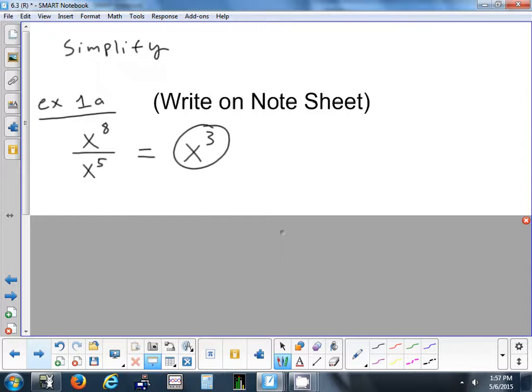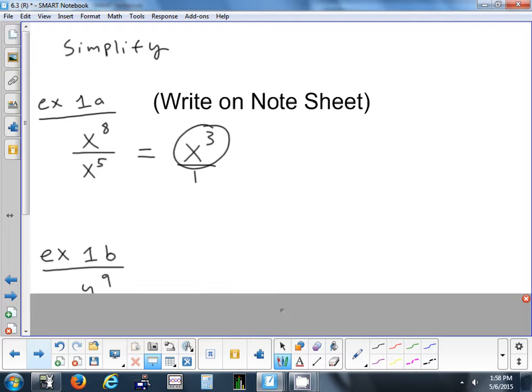You might be saying, well, wait a minute, Mr. Hager, you didn't write a fraction here. Well, if you want to think of it as a fraction, there's nothing left in the bottom. Like we said all year, anything over 1 is whatever's on the top. If it was 2 over 1, it's 2. If it was 5 over 1, it's 5. Right?